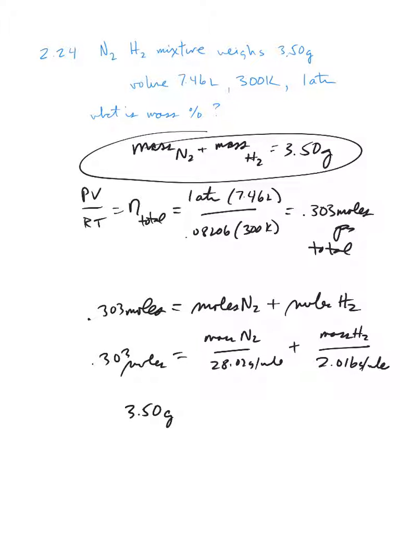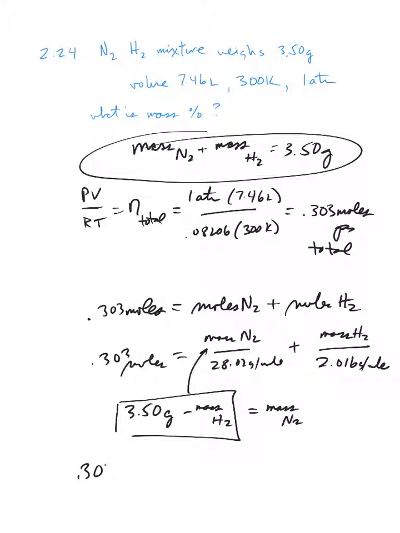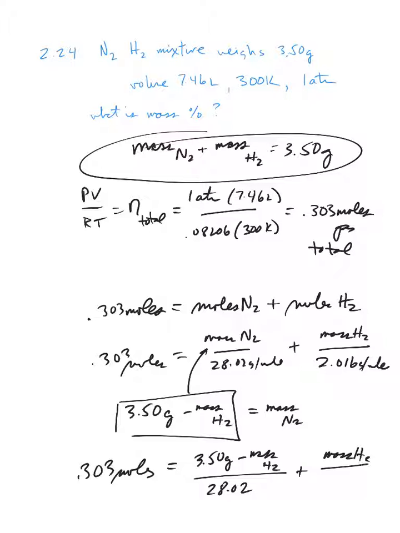We can rearrange that to allow us to make a substitution. In other words, if I say 3.50 grams minus the mass of, let me pick hydrogen, I could make a substitution for the mass of nitrogen. So that's exactly what I'm going to do. If I substitute in that term, I end up getting a single equation with only one unknown. 0.303 moles is equal to 3.50 grams minus the mass of H2 divided by 28.02 plus the mass of H2 over 2.016 grams.